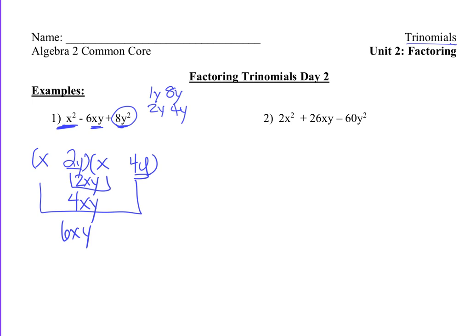So since we're adding, their signs have to be the same, and their signs have to be that sign. So they're both negative. And there we go. And then our final check is just to make sure that this one times this one is this one. So we say negative 2y times negative 4y is a positive 8y squared. And that's it. So our answer is x minus 2y, x minus 4y. And that is all.